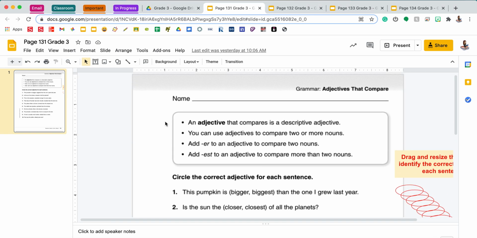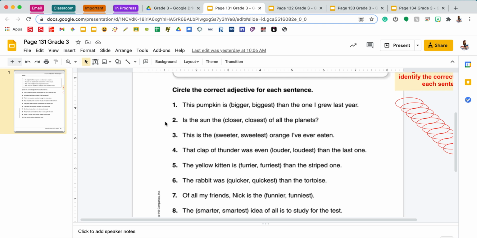On this page, we're looking at adjectives that compare. An adjective that compares is a descriptive adjective. You can use adjectives to compare two or more nouns. We add ER to an adjective to compare two nouns, and we add EST to an adjective to compare more than two nouns. On this page, we're going to circle the correct adjective for each sentence.